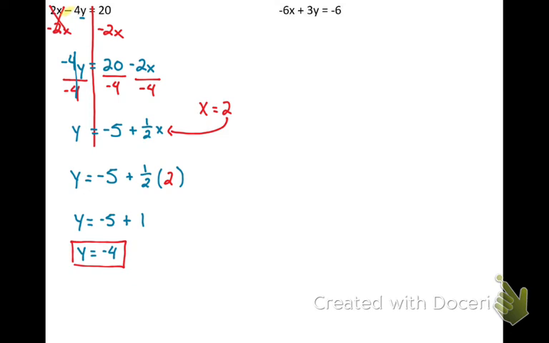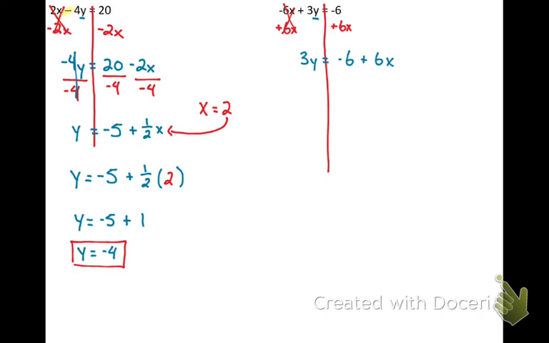We'll do one last problem. So again, I want to get my y alone. My first step will be to add 6x to both sides. On the left-hand side, I'm going to bring down my 3y equals, and then negative 6 plus 6x, they're not like terms, so we'll just leave it as negative 6 plus 6x.